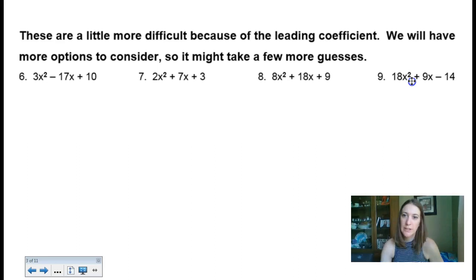Very good. So you thought that was easy? Cool. If you didn't think that was easy, just keep practicing that level for a while. Let's move on. These are going to be more difficult because this first term is not going to be a 1x squared, but the process is going to be exactly the same.